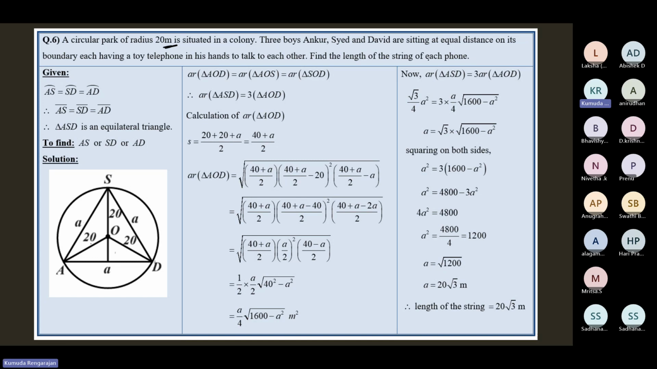Now write the equation. Area of the whole triangle is equal to 3 times the area of the small triangle AOD. So this one is root 3 by 4 into a square, the whole triangle. This is area of triangle AOD, so 3 times means 3 into this one. Write this equation and substitute the areas.